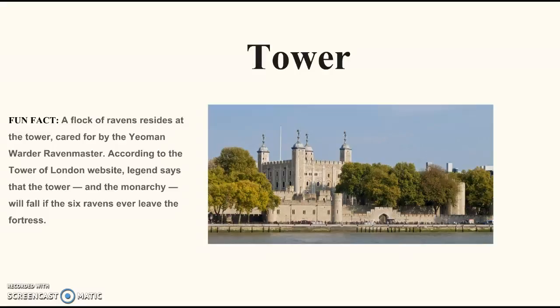Fun fact: a flock of ravens resides at the tower, cared for by the Yeoman Warder Ravenmaster. According to the Tower of London's website, legend says that the tower and the monarchy will fall if the 6 ravens ever leave the fortress.